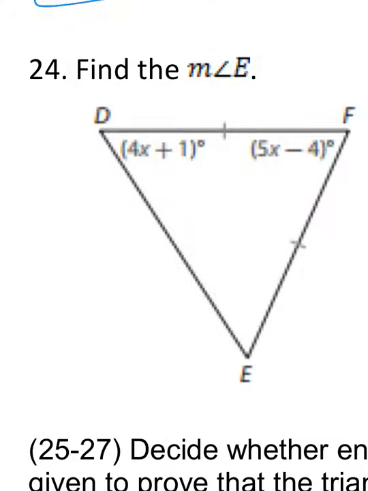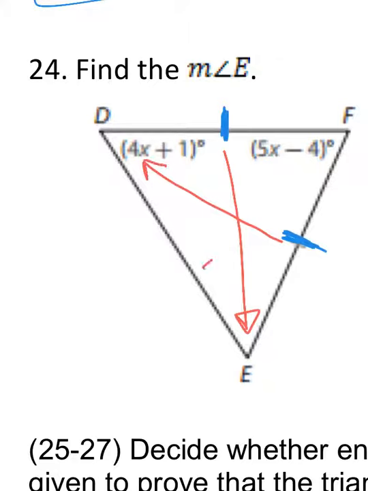Problem number 24 has DE congruent to FE. We have another isosceles triangle. If we mark from one congruent side to the angle that is across, we know that angle E measures the same as angle D. And angle D has a measurement, which is 4x plus 1. So both of these angles measure the same.